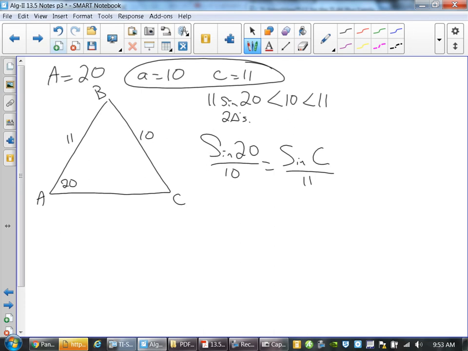Does everybody agree that all I have to do is multiply the other side by 11, and we're good to go? So I move this over, and I get 11 sine 20 divided by 10 gives me my sine value of C. So 11 sine 20, enter, divided by 10, enter. I have 0.37 and change. I have to inverse sine that, and I get 22. If I go to one decimal place, I get 22.1 for C.